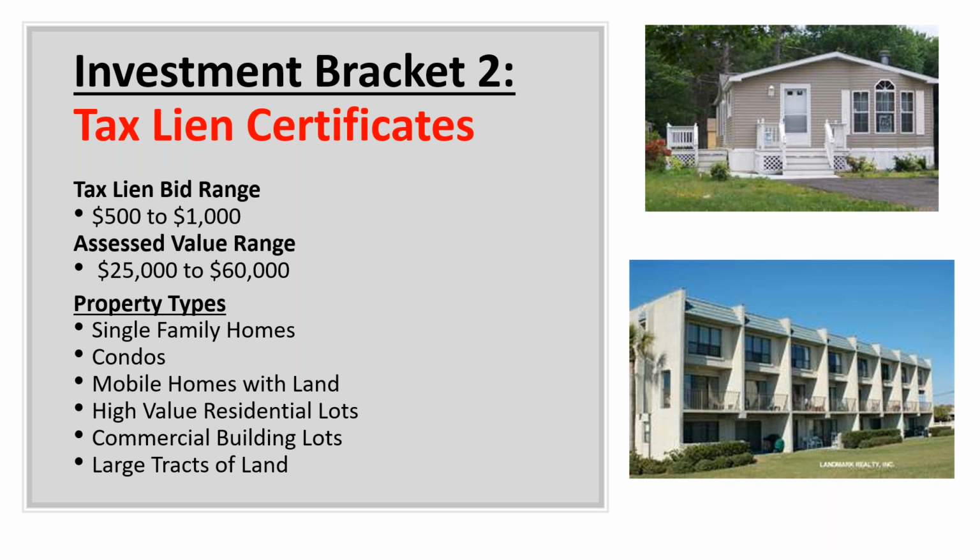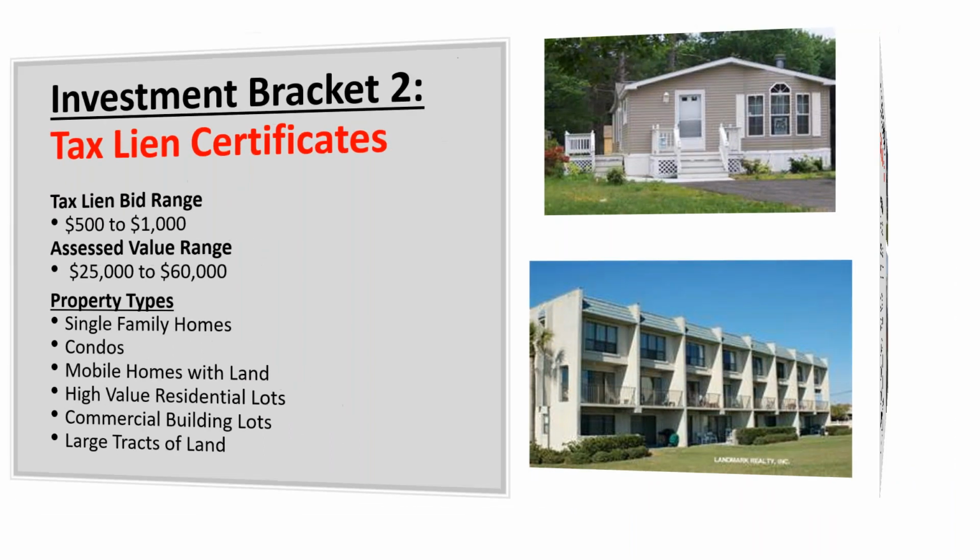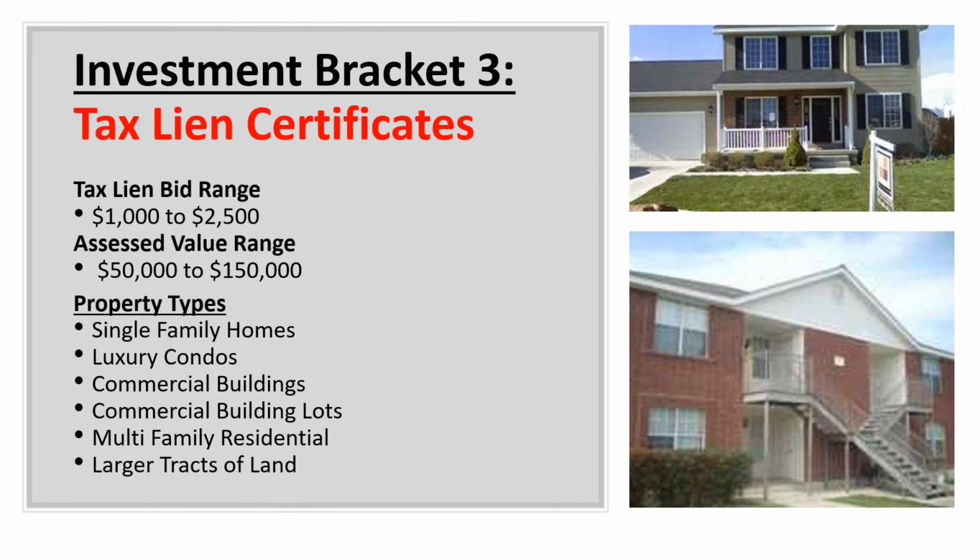So it's a great price range for liens, and all of these liens are highly likely to redeem. The more valuable they get, the more likely they are to end up in redemption. Bracket number 3: these are liens that range from around $1,000 up to around $2,500. The assessed value on these usually ranges from about 50 to 150.